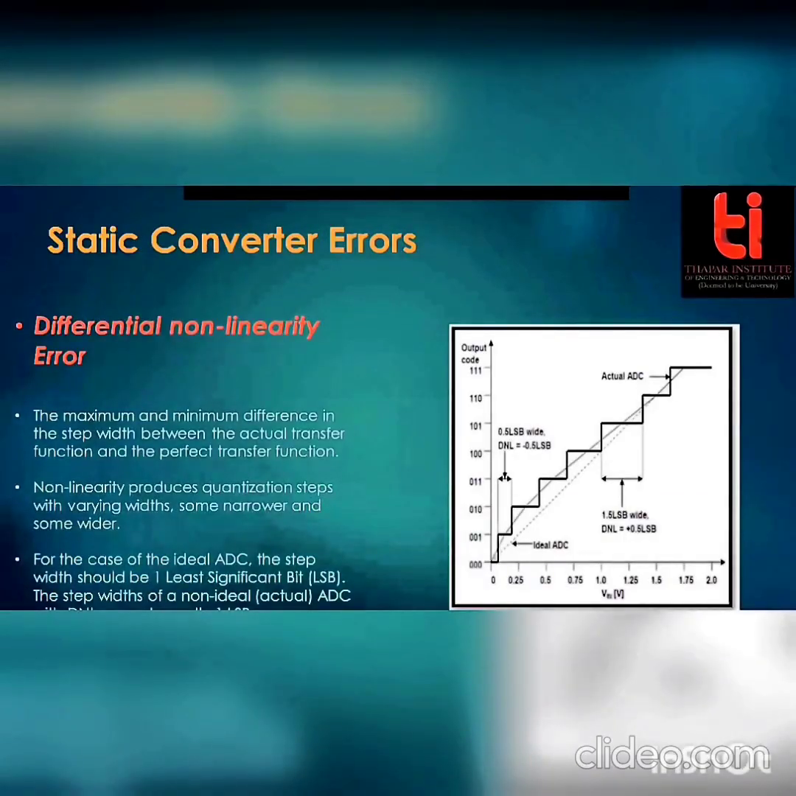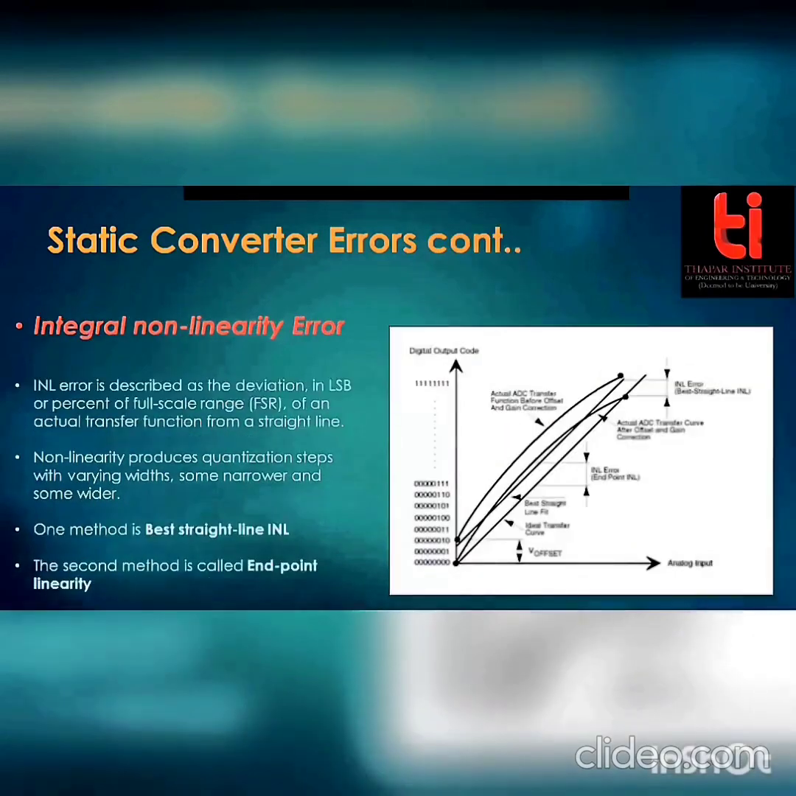Now, what are the static converter errors? That is our main focus, to calculate the static converter errors. Number one is differential nonlinearity. It is the maximum and minimum difference in the step width between the actual transfer function and the preferred transfer function. Nonlinearity produces quantization steps with varying widths, some narrower and some wider. For the ideal ADC, the step width should be 1 LSB, least significant bit. The step widths of a non-ideal ADC with DNL are not exactly 1 LSB; they are greater or smaller than 1 LSB.